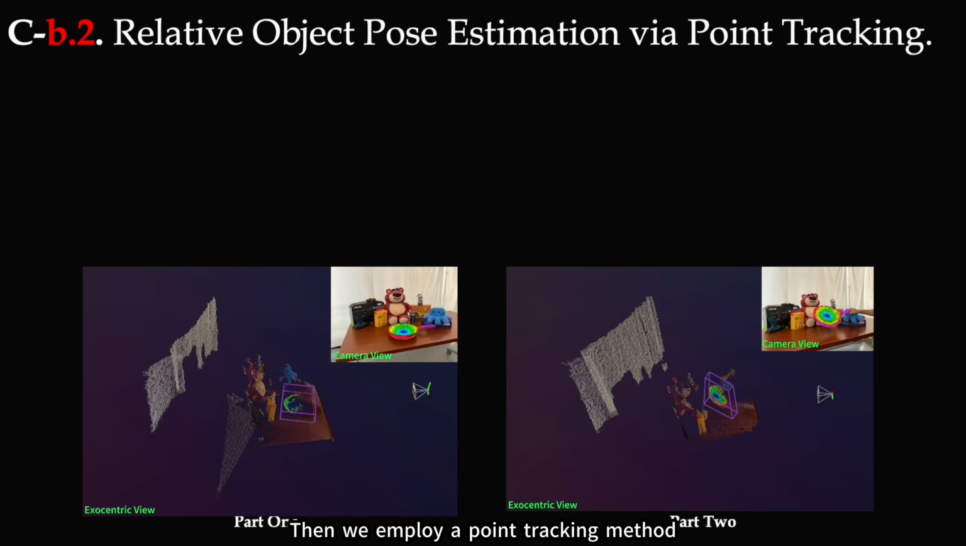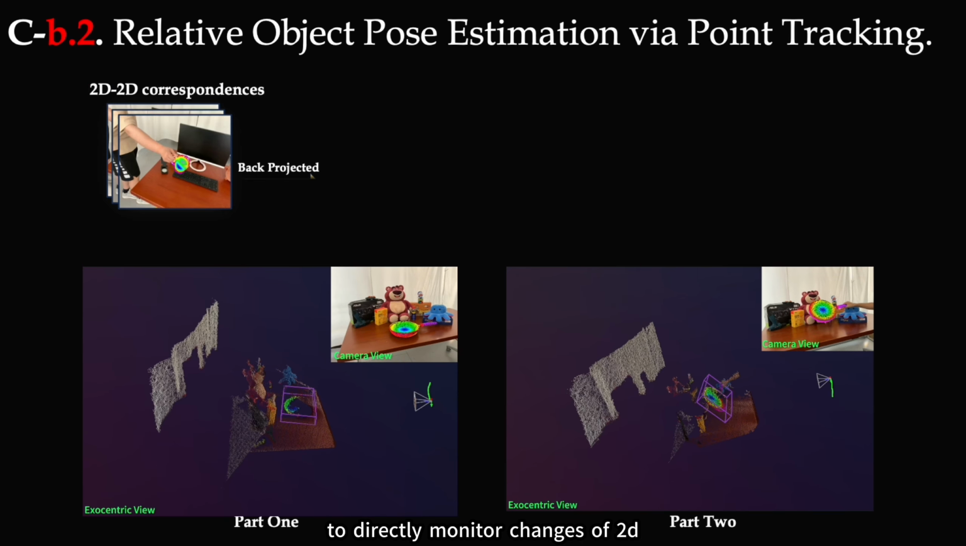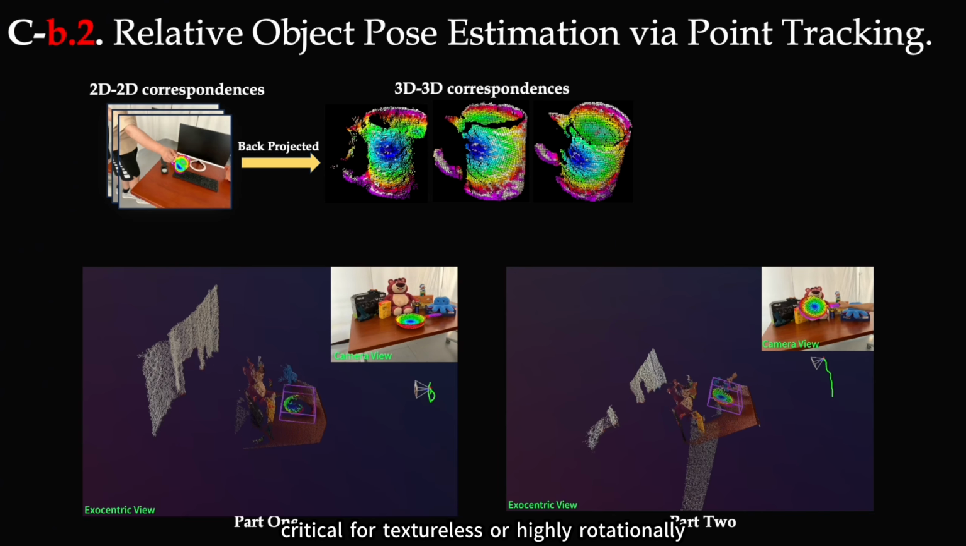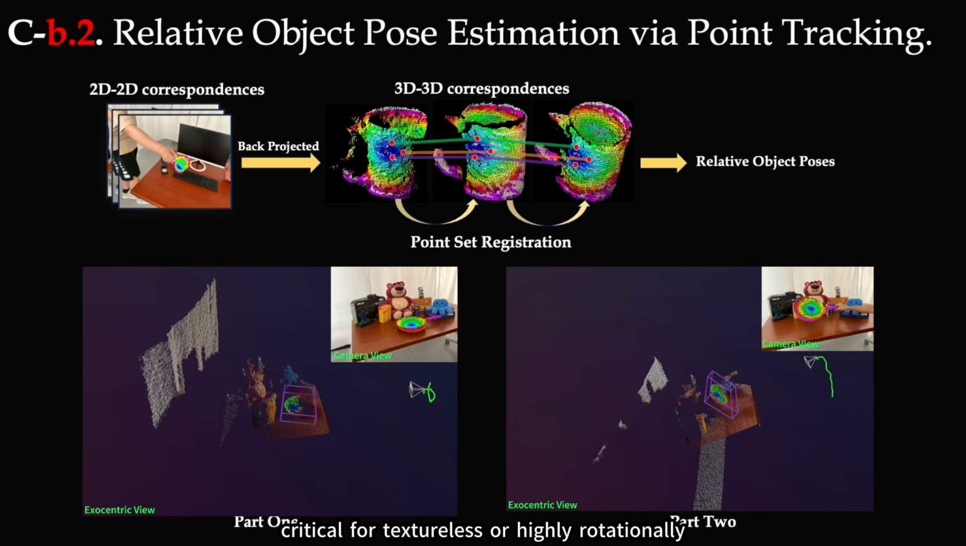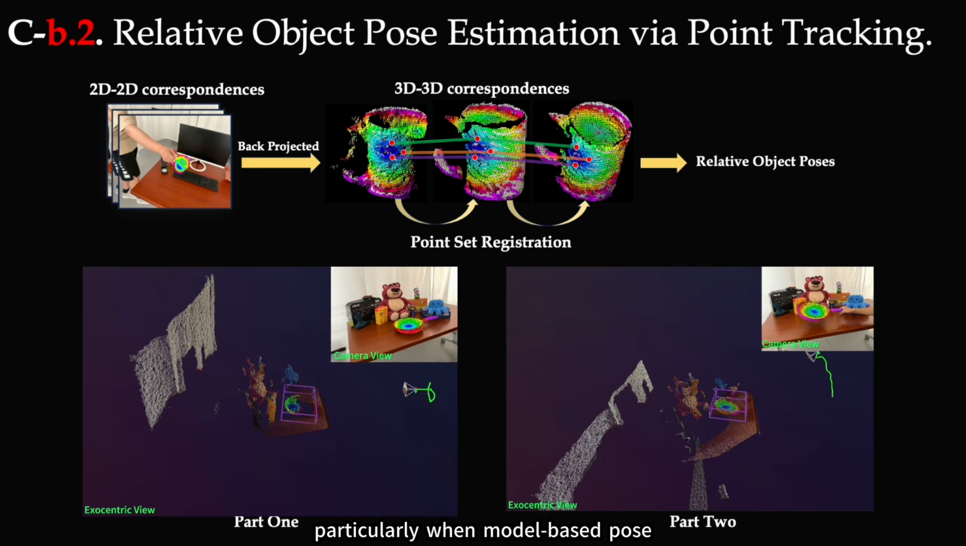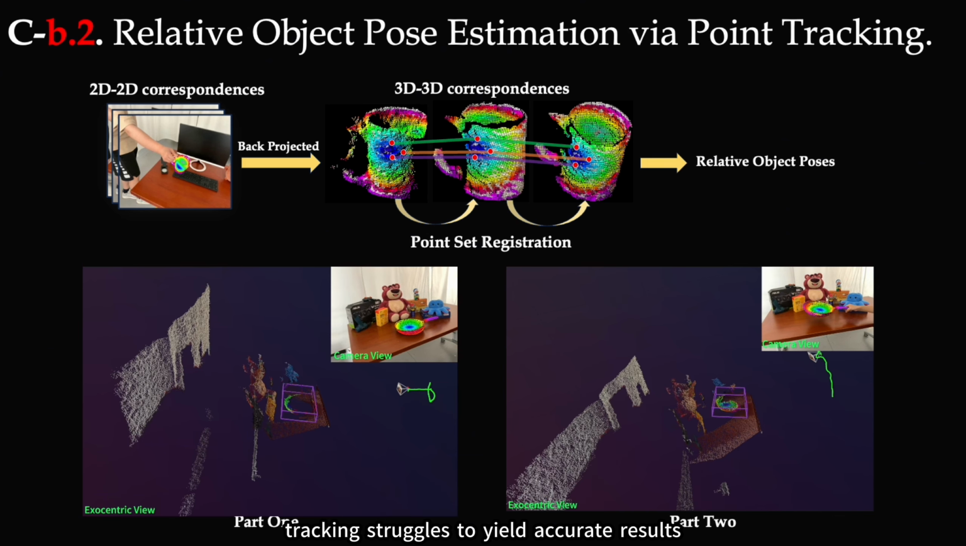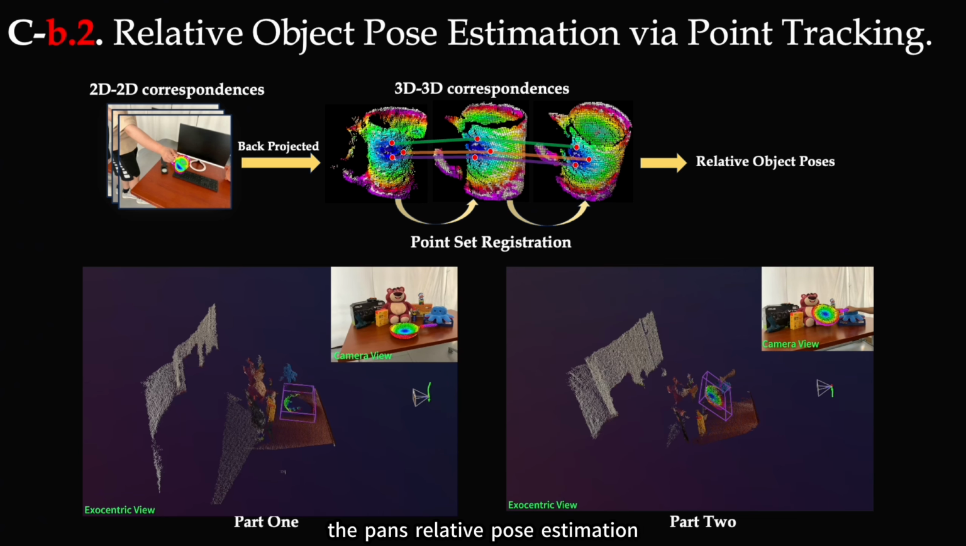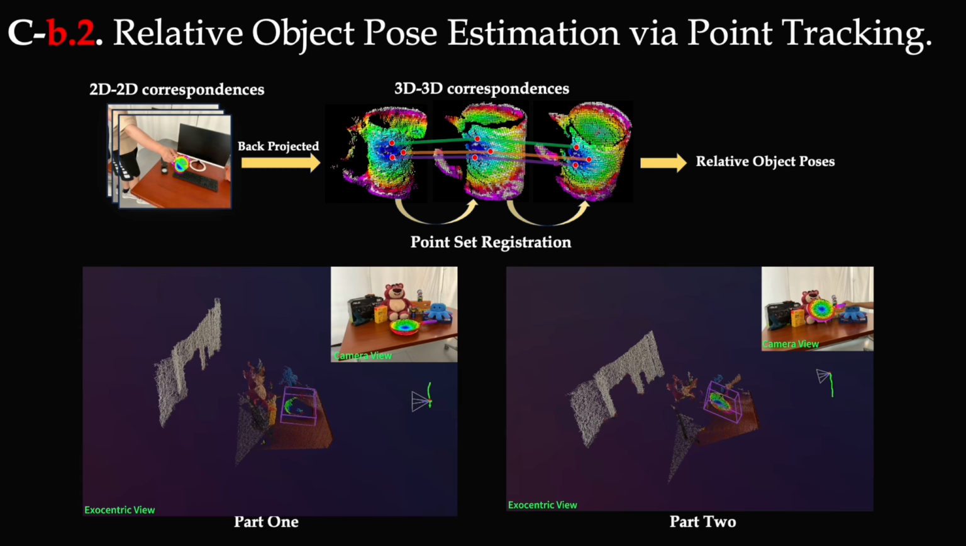Then, we employ a point tracking method to directly monitor changes of 2D points on the object. Specifically, this approach is critical for textureless or highly rotationally symmetric objects, particularly when model-based pose tracking struggles to yield accurate results. As illustrated here, the pan's relative pose estimation remains notably stable.